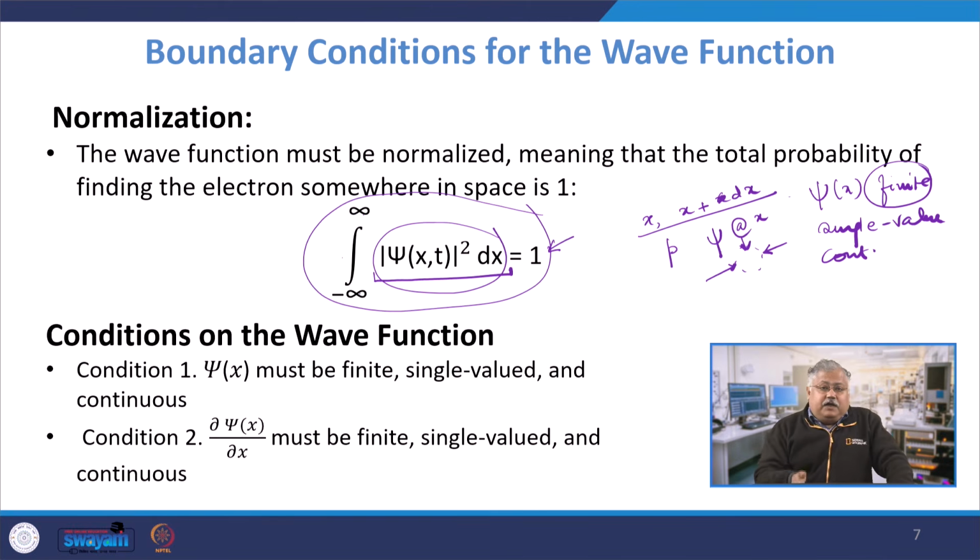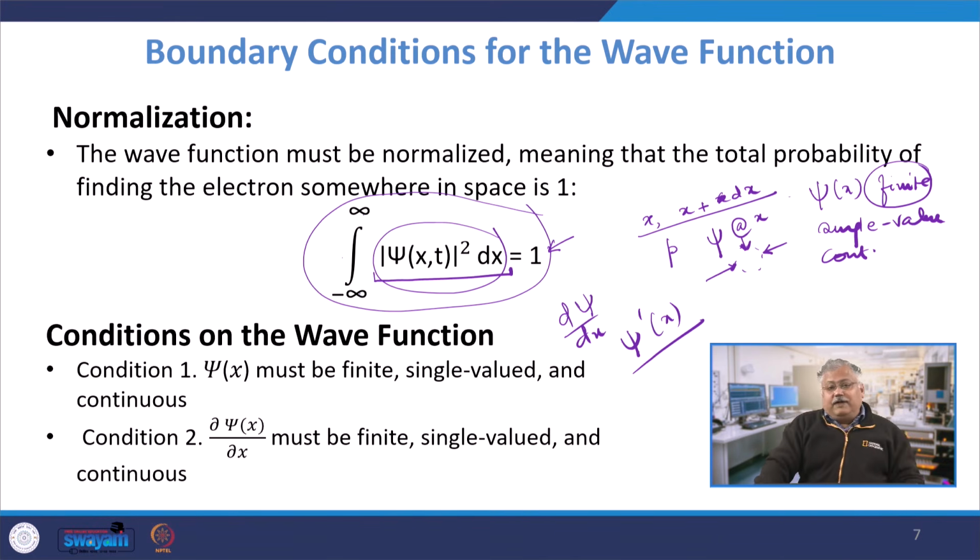Similarly, the first derivative of psi(x) should also be finite, single valued and continuous. First derivative basically means d psi/dx, also referred to as psi prime of x. Why? Because del psi/del x tells me how the wave function varies with respect to x. If there is a discontinuity there, there might be a sudden increase in the value of psi(x), and it becomes infinite at a particular point. That will result in a non-continuous waveform for d psi/dx. Again, not acceptable. So these are the two conditions for the wave functions which we apply.